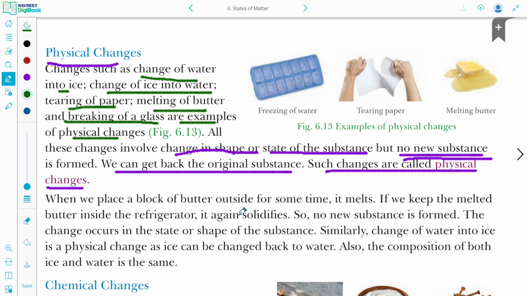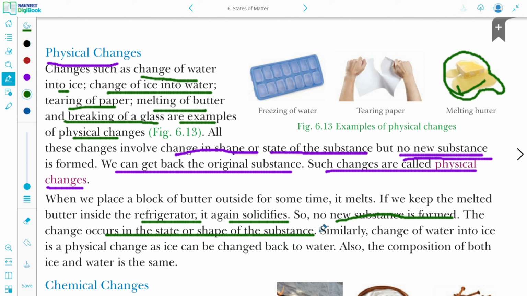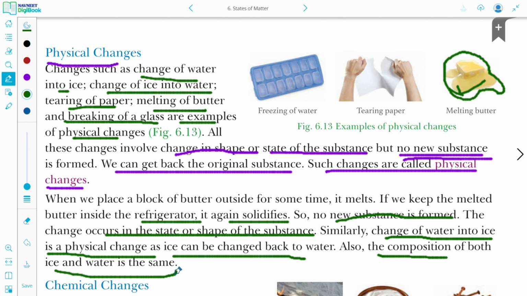When the block of butter is kept outside for some time, it starts melting. You can see this butter starts melting. If it is kept again in the freezer, it solidifies. So, no new substance is formed. The change occurs in the state or shape of the substance. Similarly, the change of water into ice is a physical change, as ice can be changed back into water. Also, the composition of both ice and water is the same.